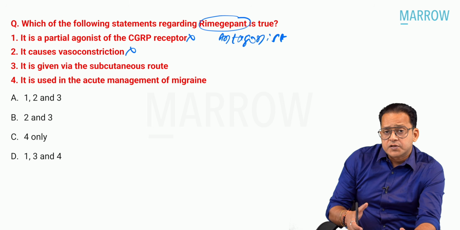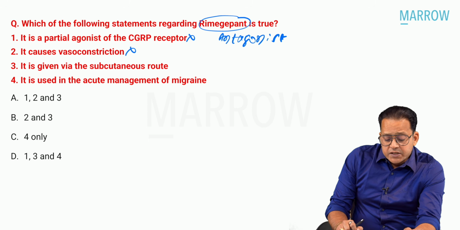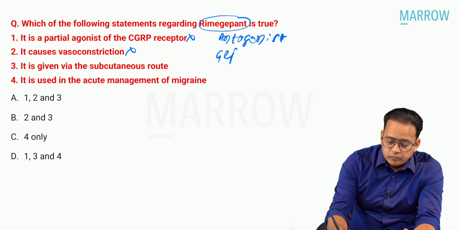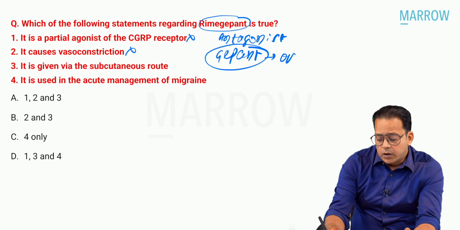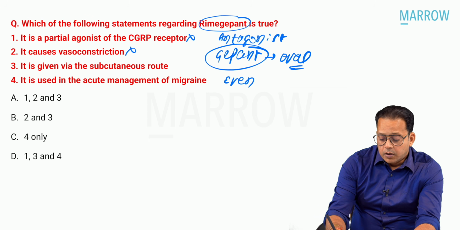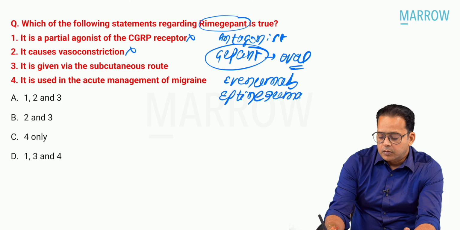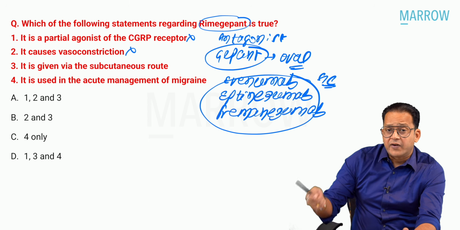Remember, vasoconstriction is caused by drugs like sumatriptan or ergotamine. But these drugs, they do not cause vasoconstriction. It is given by subcutaneous route. Remember, all these gepants like rimegepant, obregepant, etc. All the gepants are oral drugs. They are not subcutaneous. Subcutaneous drugs are drugs like erenumab, eptinezumab, fremanezumab. These are MABs. These are subcutaneous drugs for prophylaxis of migraine.